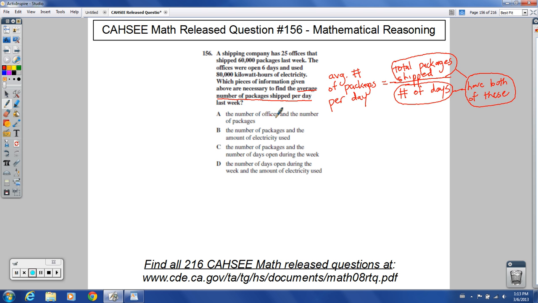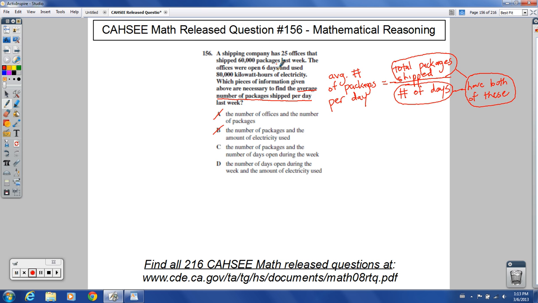If you knew how many offices there were, that's not really going to help you figure out how many packages per day that was. So number 156, not that one. Choice B, the number of packages and the amount of electricity used. Here the electricity again, that's not what we're looking for. We need total packages shipped and number of days. So this one, no.